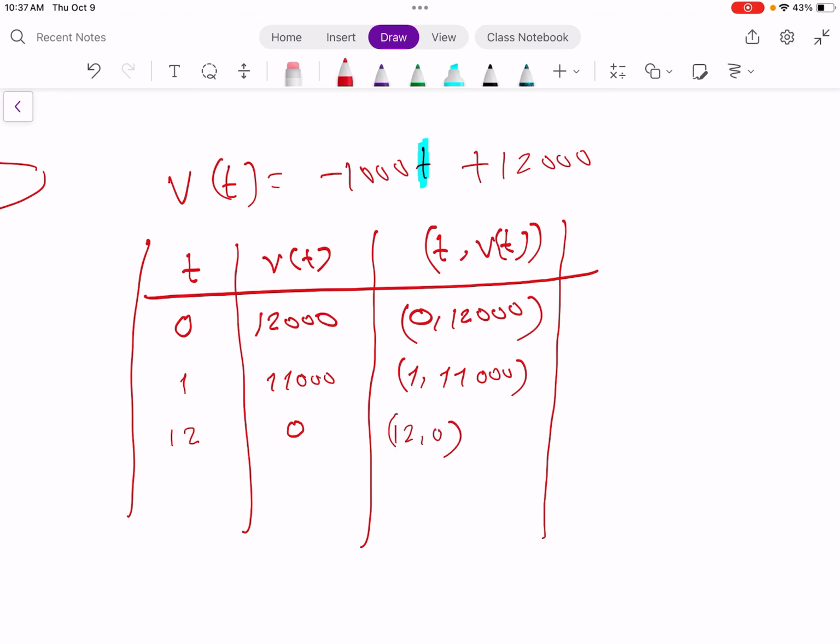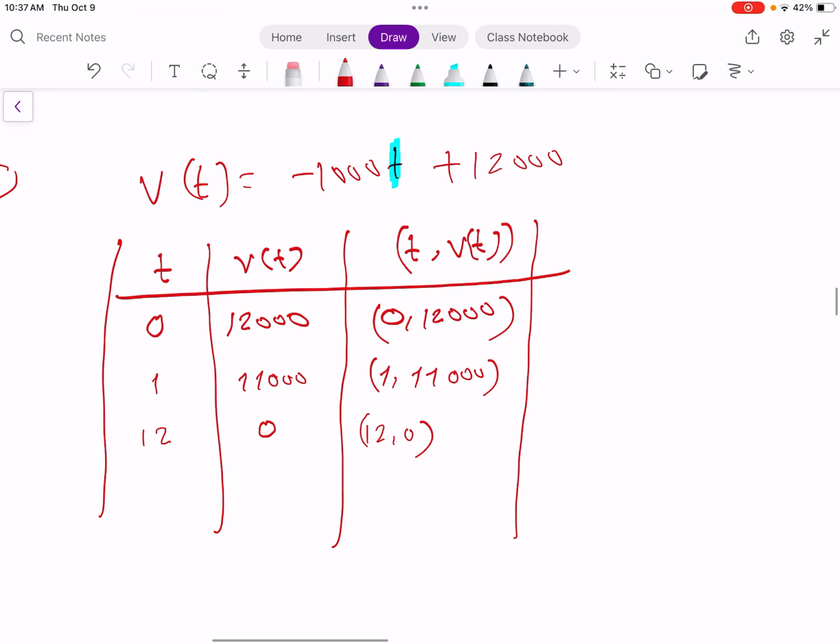Now, can we take 13? What happens to the value of the printer in the 13th year? We know that in the 12th year, its value is $0, right? So what happens in the 13th year? It's still 0, right? The value of the printer can't be negative. So we can pick T any number between 0 and 12.